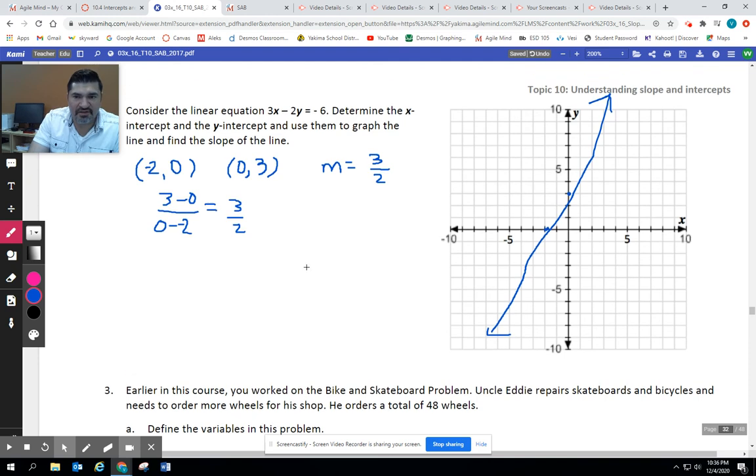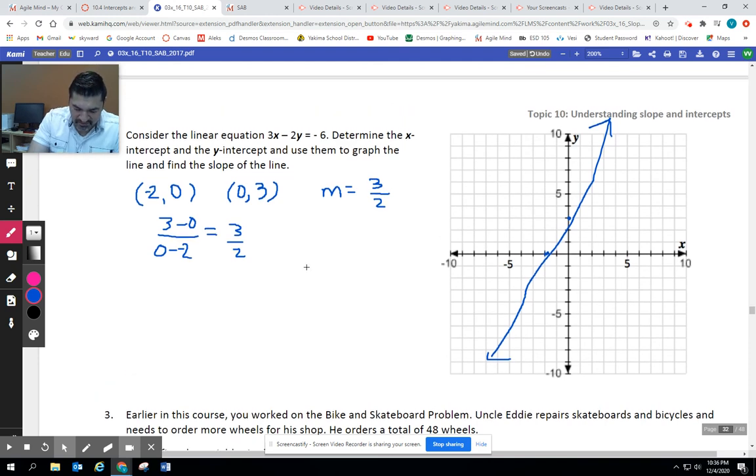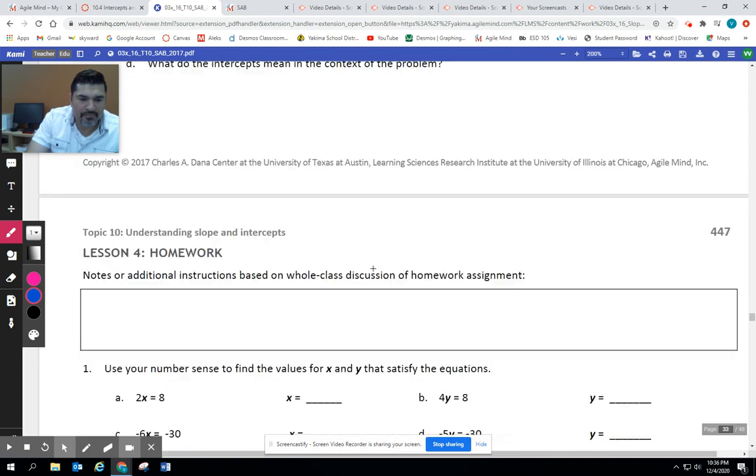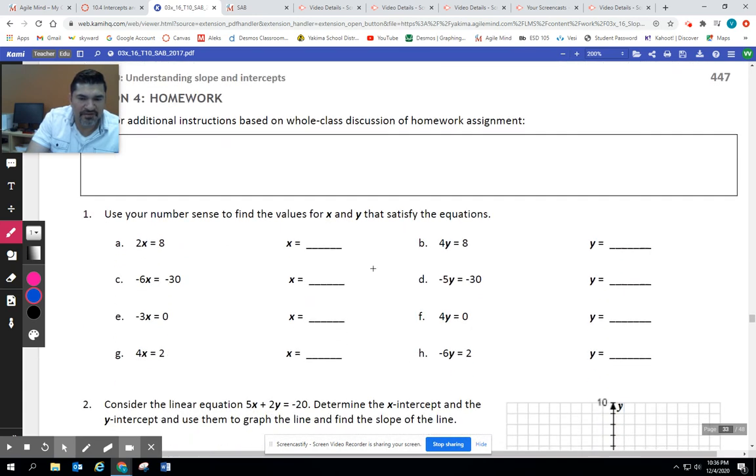Okay, and that concludes our consolidation activity. Okay, you do have homework. Let me double check right here. Yep, okay, so you do have homework. It will be right here, page 447. And this is a good way to practice how to find the x and y intercepts.